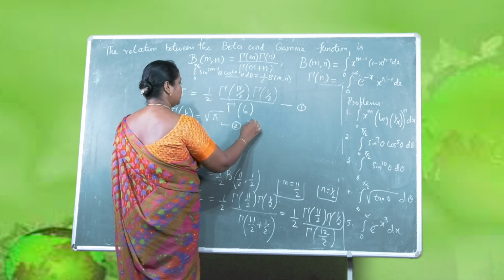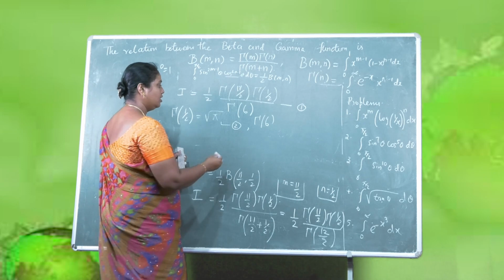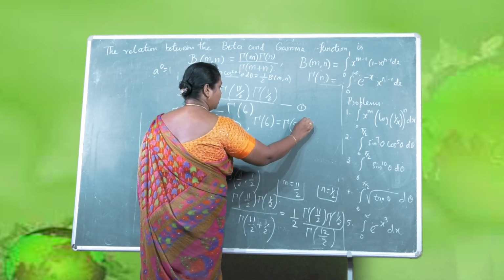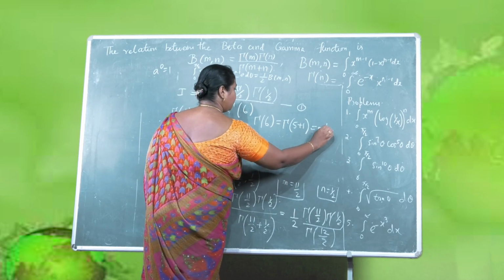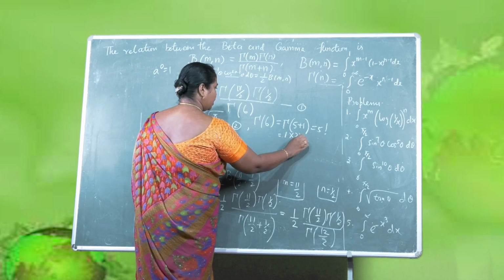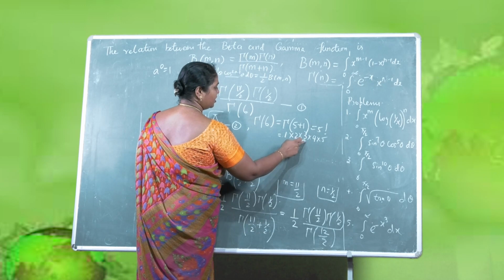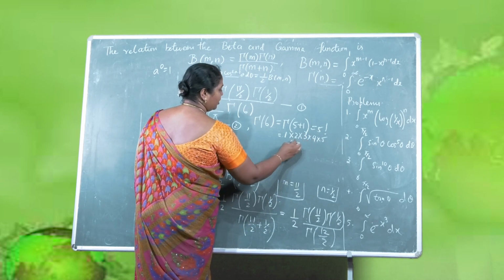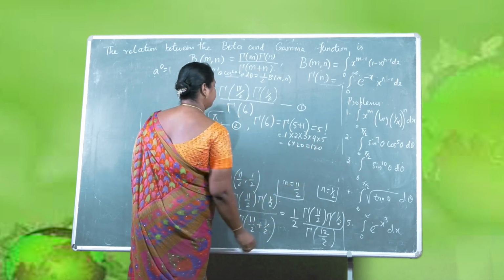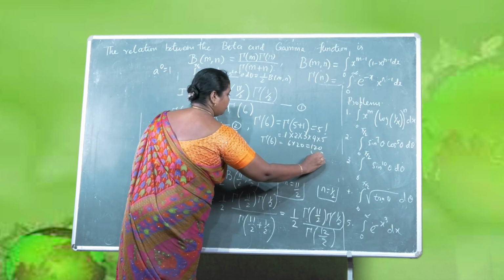What will be gamma of 6? Here 6 is an integer, so we can use the recurrence relation. Gamma of 6 will be gamma of 5 plus 1, which is nothing but 5 factorial. What is 5 factorial? It is 1 into 2 into 3 into 4 into 5. So 2 threes are 6, 4 fives are 20, so it is nothing but 120. Let us take this as equation number 3.